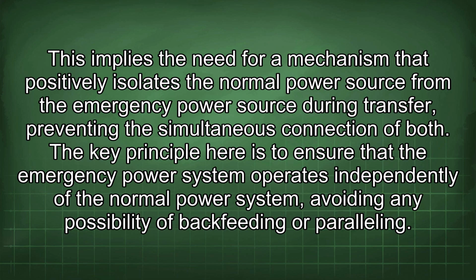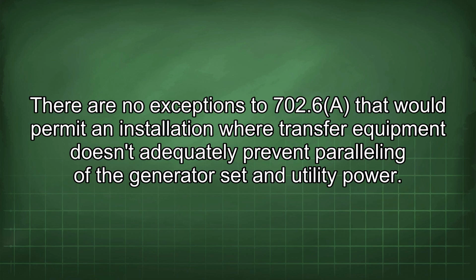The key principle here is to ensure that the emergency power system operates independently of the normal power system, avoiding any possibility of backfeeding or paralleling. There are no exceptions to 702.6 that would permit an installation where transfer equipment doesn't adequately prevent paralleling of the generator set and utility power.